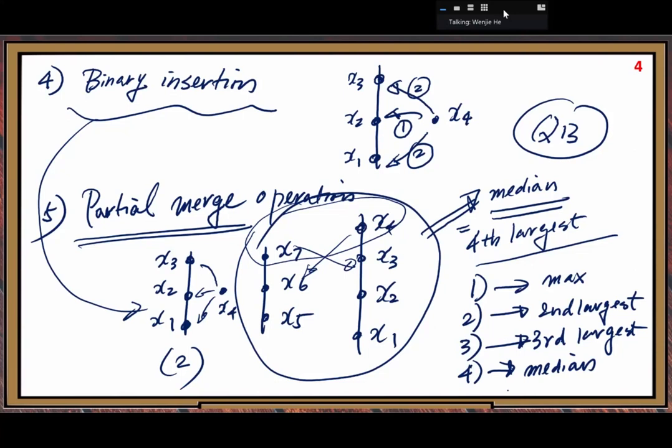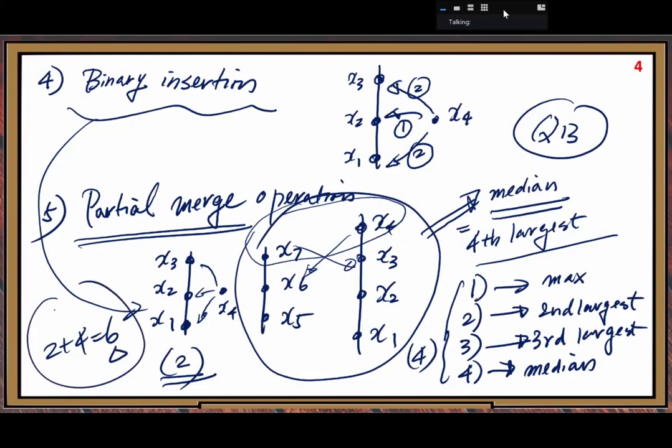So the binary insertion step needs 2 comparisons, and this partial merge step needs 4. So the total is 2 plus 4 equals 6. That's the answer. You need to use these two results. So simple.